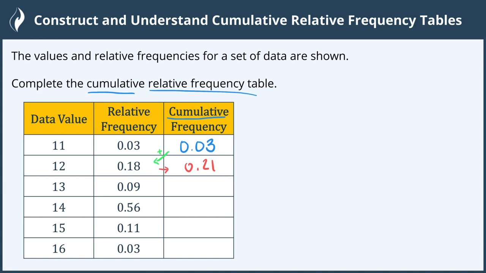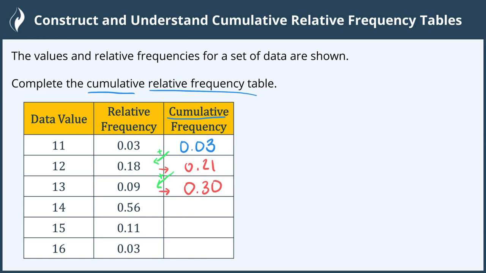Now we can go ahead to the next data point of 13, and because we have 0.09 and the relative frequency of everything before it of 0.18 and 0.03, we will add all three of those together. However, we've already added the first two to get 0.21, so we can just add 0.21 to the 0.09, giving us a new total for the cumulative relative frequency of 0.30.